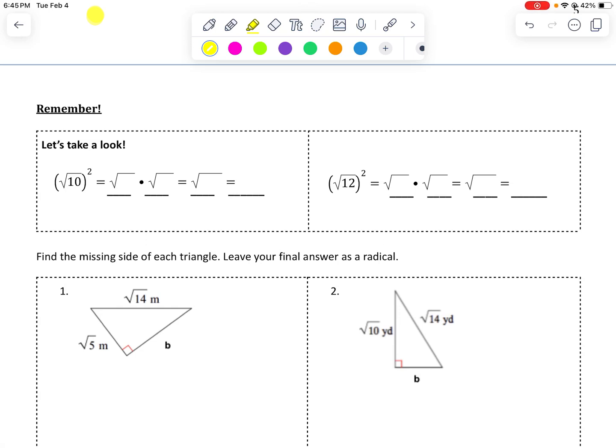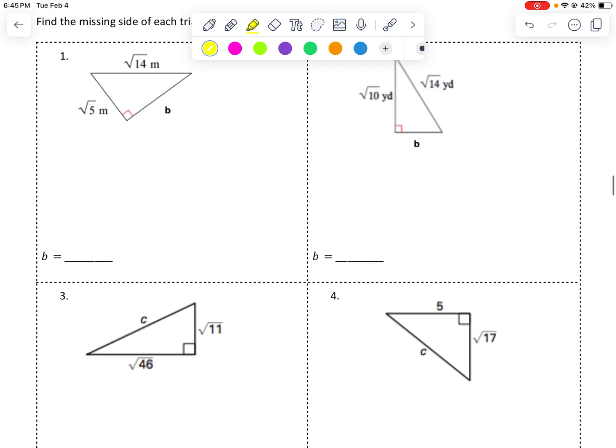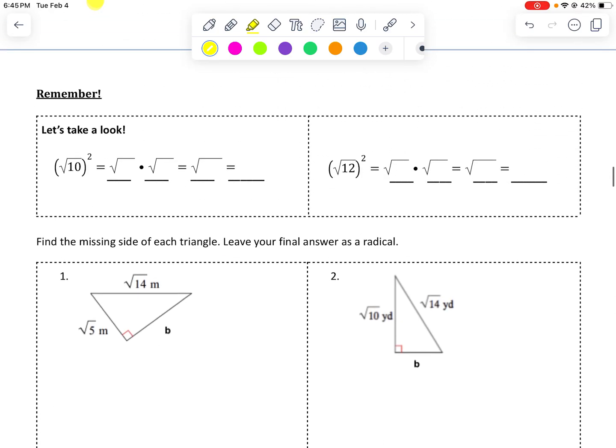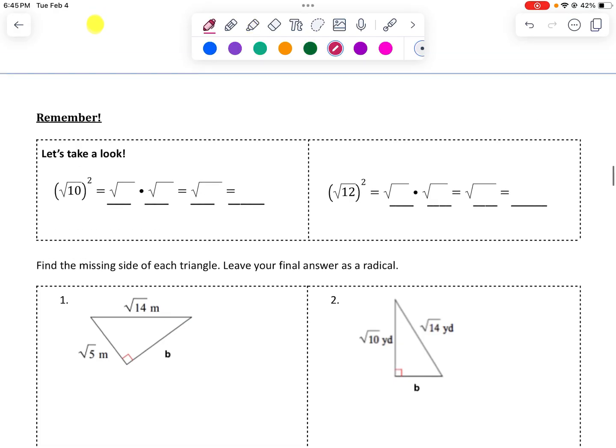All right, let's go ahead and talk about page 6. So before we start into these problems with Pythagorean theorem, you notice that they have radicals, or square roots. I want to go back and look at this.